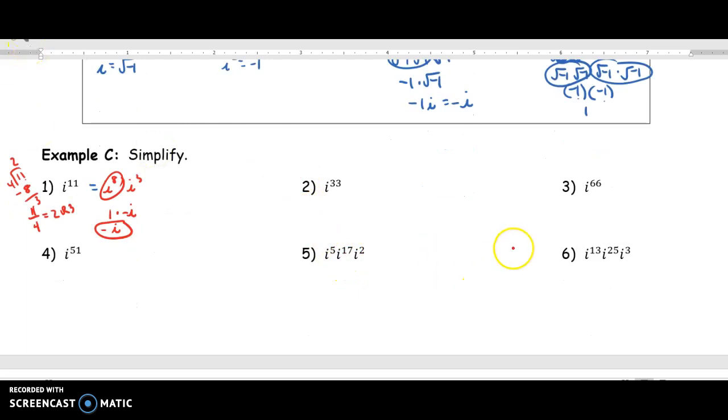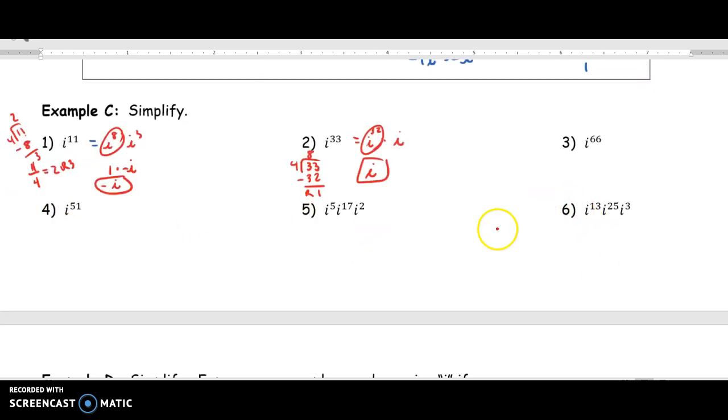Okay? i to the 33rd. If I do 33 divided by 4, I know 4 goes into 33 8 times. 8 times 4 is 32. When I subtract, I get a remainder of 1. So what this ends up being is i to the 32 times i. i to the 32 is just 1, right? And 1 times i is just i. Done.